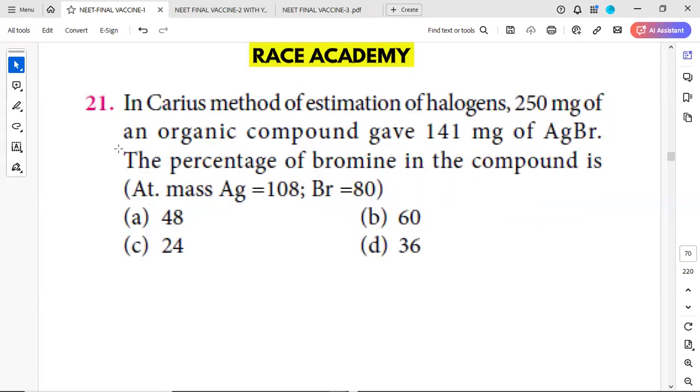Next, 21st question. In Carius method of estimation of halogens, 250 milligrams of an organic compound gave 141 milligrams of silver bromide. The percentage of bromine in the compound is how much? The mass of silver is 108, bromine is 80. There are 4 options: 48, 60, 24, 36. Let us check with this calculation once.